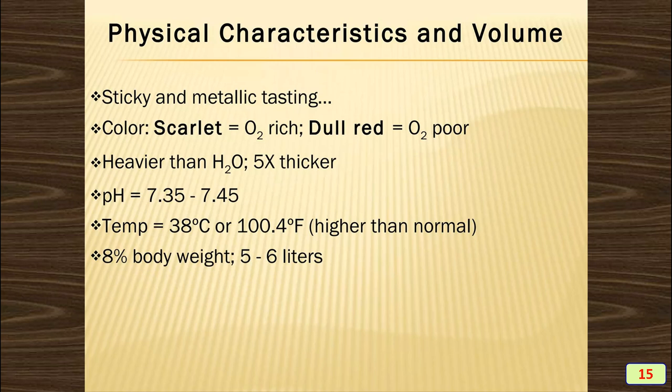The temperature of the blood depends upon the temperature of the animal, then it's 38 degrees Celsius or 100.4 degrees Fahrenheit. And the total quantity of blood is taken as 8% of the body weight, or if you round it, we can say less than 10% of the total body weight. Suppose a human being weighs about 50 to 60 kg, then he may have 5 to 6 liters of blood.